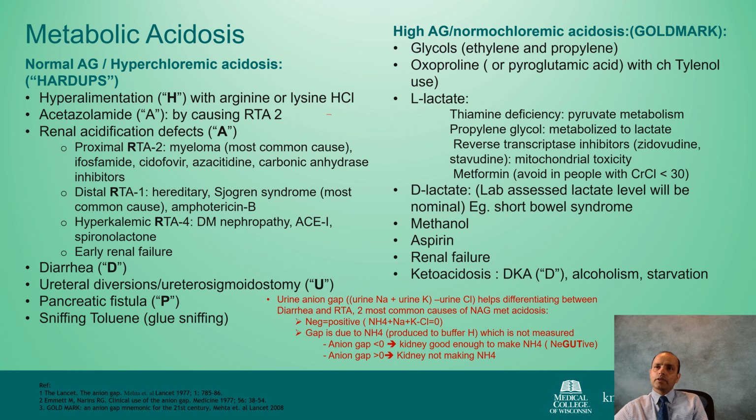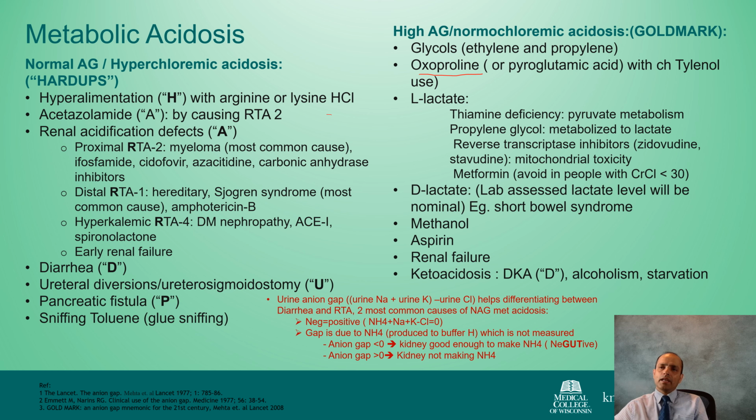So glycols: you see ethylene glycol and propylene glycol. Oxoproline is an interesting compound. It's a metabolic product you get with Tylenol use. When you check people from a nursing home who might be on Tylenol for a long time, their Tylenol level might be negative, but when you check oxoproline, it might be positive. Remember that pyroglutamic acid, which forms with chronic Tylenol ingestion, results in this high anion gap, and it is one of the very common causes of anion gap acidosis.